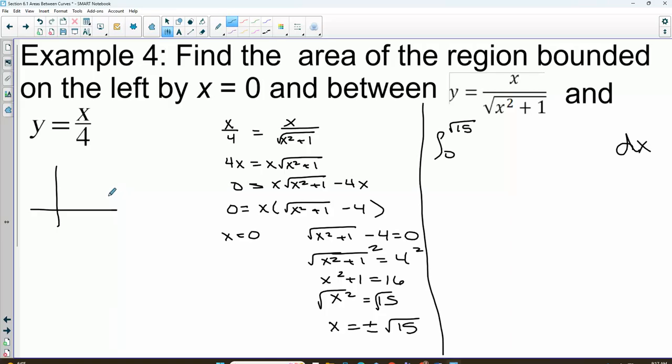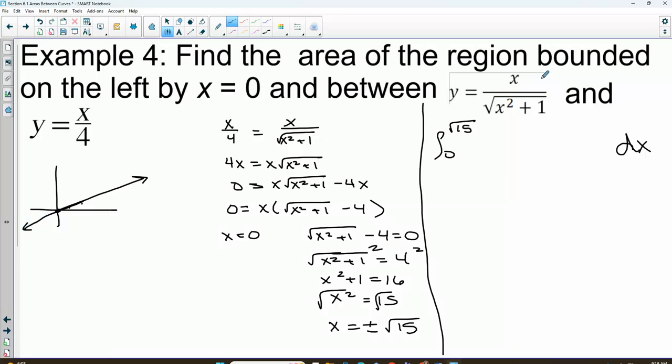Graphs, this one is definitely much harder to graph. If we start with the 0, we get 0. If you put in 1, you're getting a fourth. If you put in 2, you're getting a half. Put in 3, 3/4. 4 gives you 1. So x over 4 is just like a line, or you can think of it as 1/4 x. So it's just a line with the slope of 1/4.